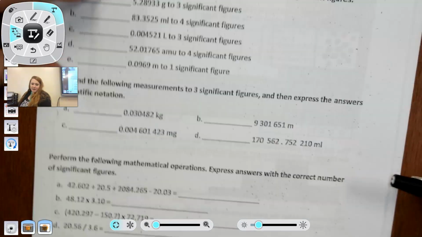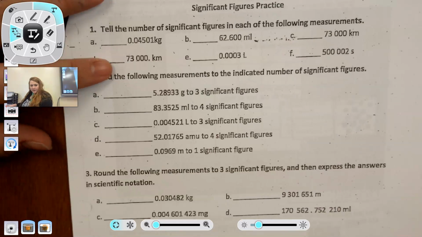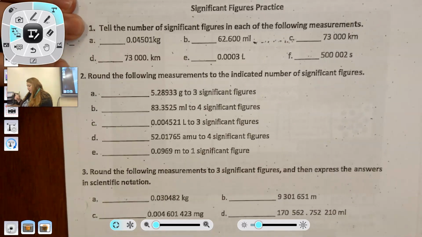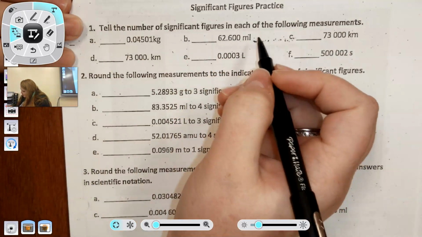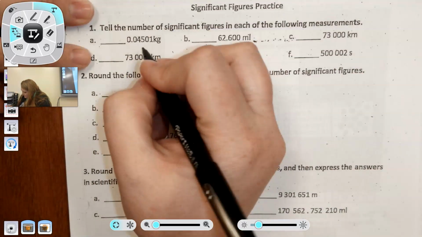All right, we are about done. I know this has been a long video, so I hope you're watching it at double time or something. Tell me the number of sig figs in each of the following measurements.